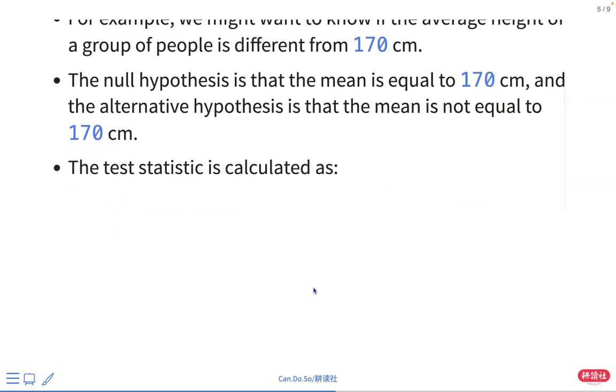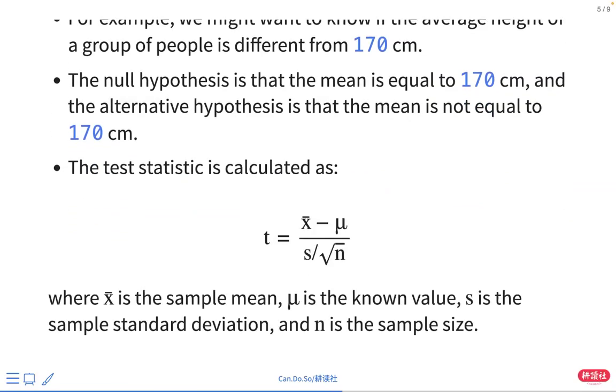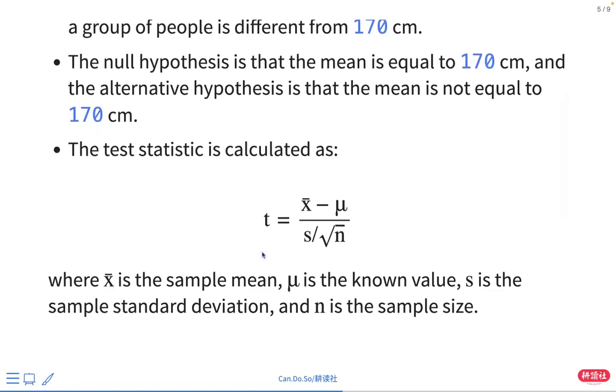The test statistic is calculated like this. Here is the sample mean, and this one is the value we want to test. For example, in this case, we want to test whether it equals 170. S is the sample standard deviation, and n is the sample size. These two together give the standard error.